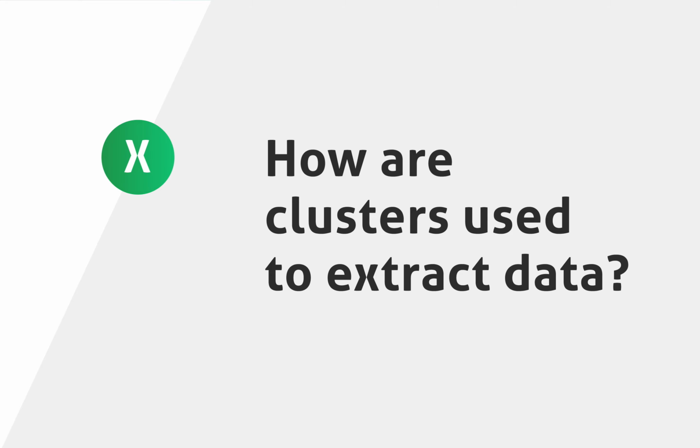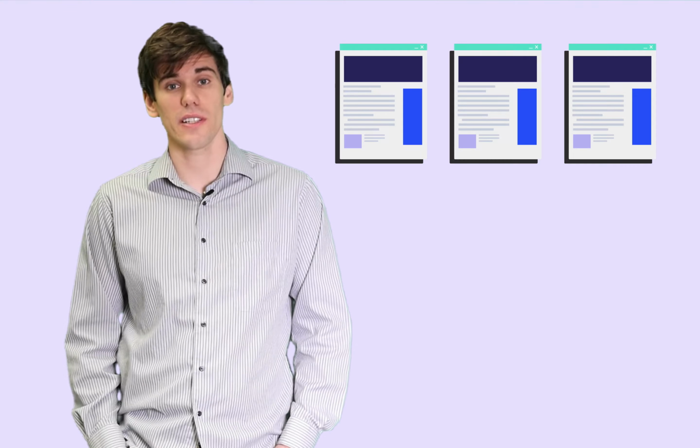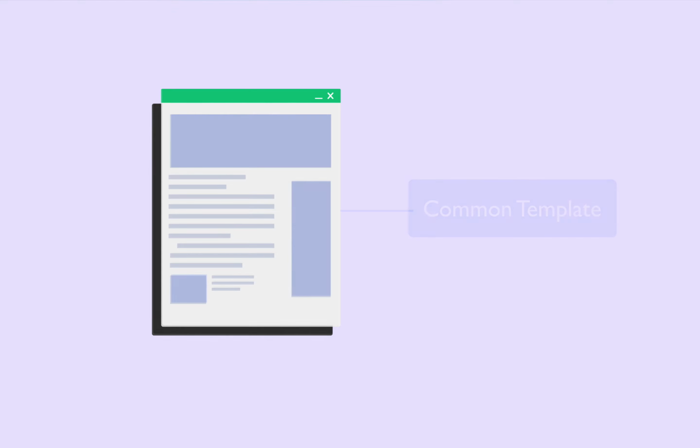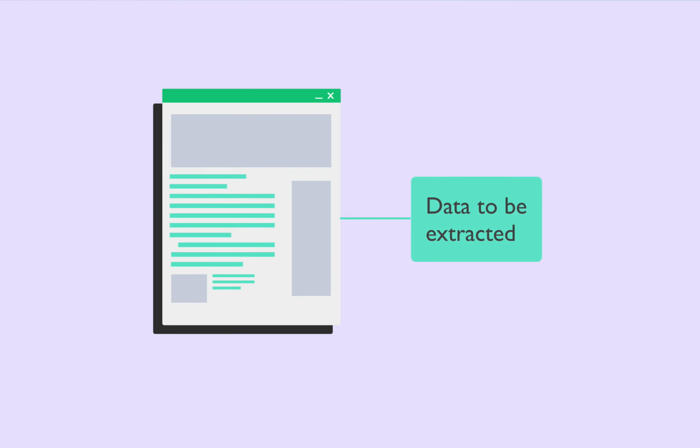So how are clusters used to create rules and extract information? By analyzing a set of training pages, RSX is able to identify a common layout template, which can then be used to create extraction rules for that cluster. This common template represents the HTML code that is identical across all pages within a cluster. Anything not contained within this common template is then considered information to be extracted.